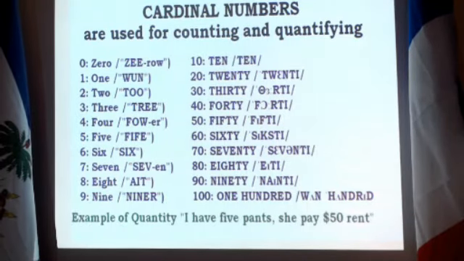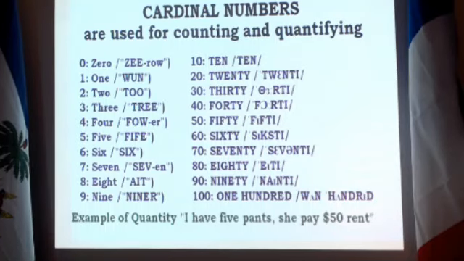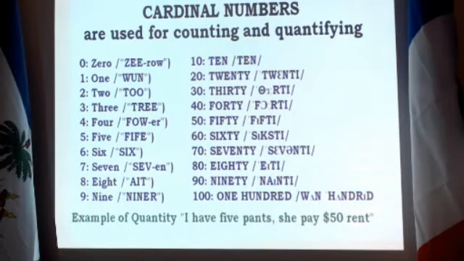Cardinal numbers are used for counting and quantifying.